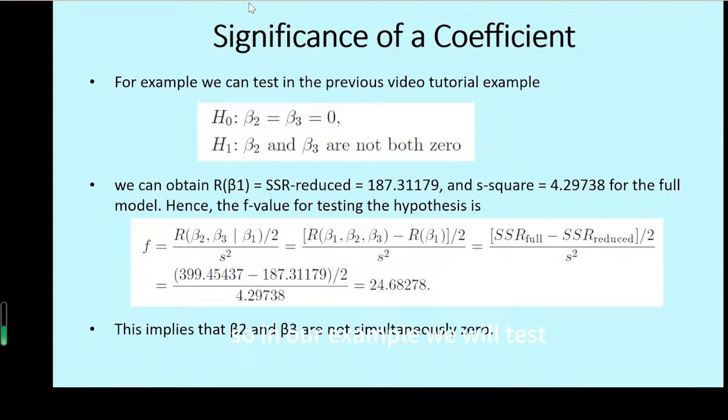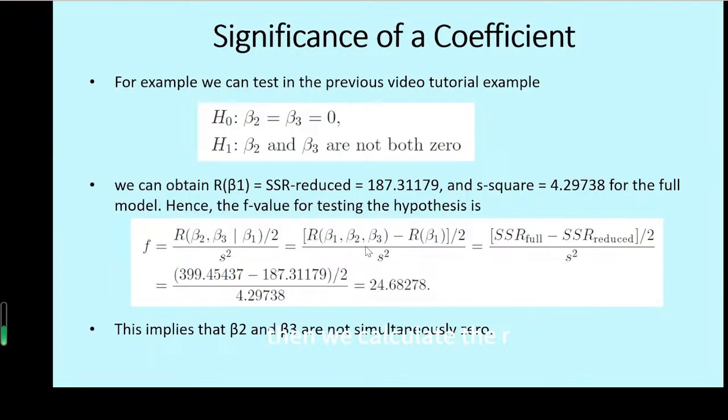So in our example, we'll test both ways. Here beta 2 and beta 3. If we want to test these two, then we will calculate the SSR for the model with only one variable, beta 1. Then this is the SSR calculated, and S squared for the full model. And we also calculate the SSR for the whole model. So the F-test statistic is for beta 1, beta 2 only.